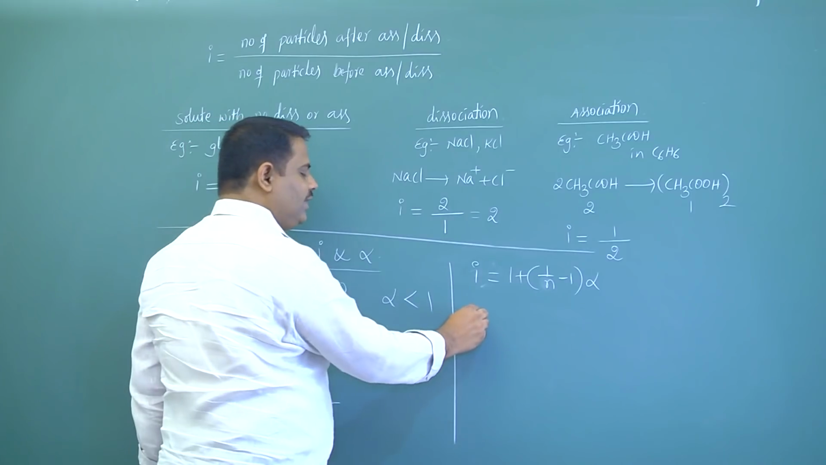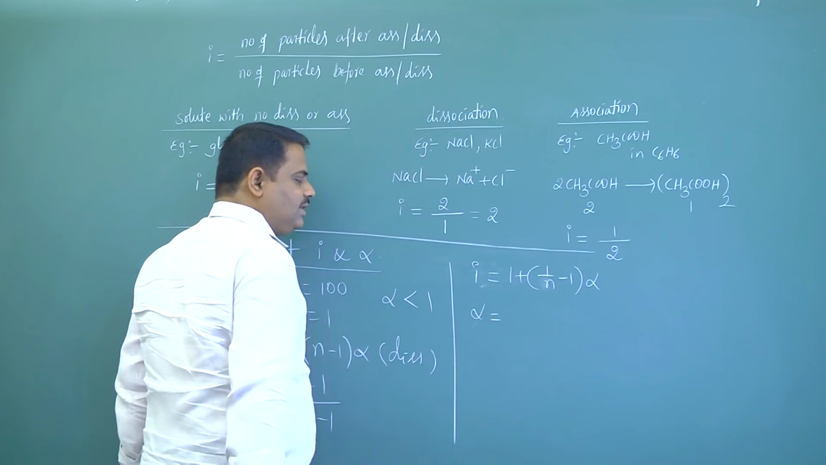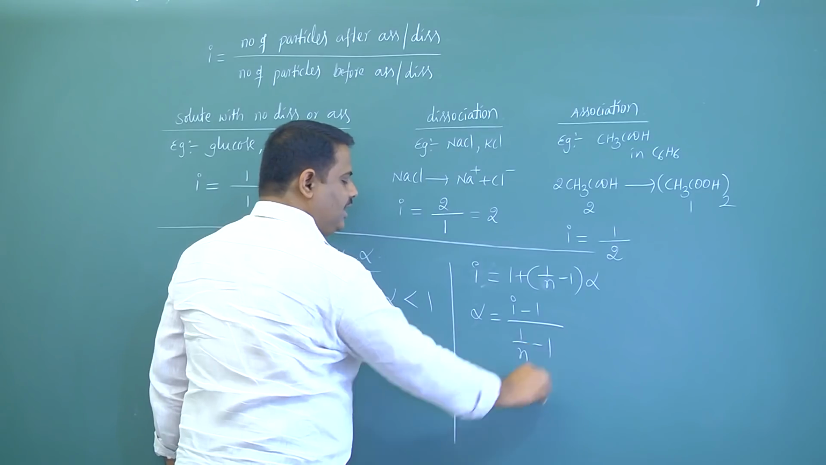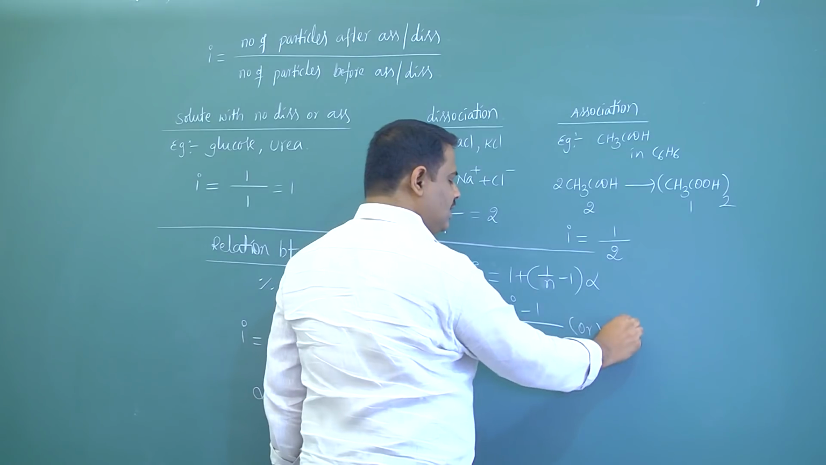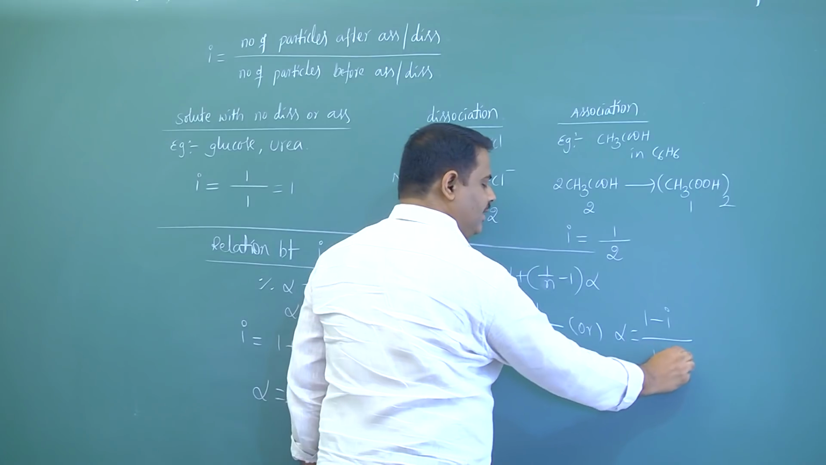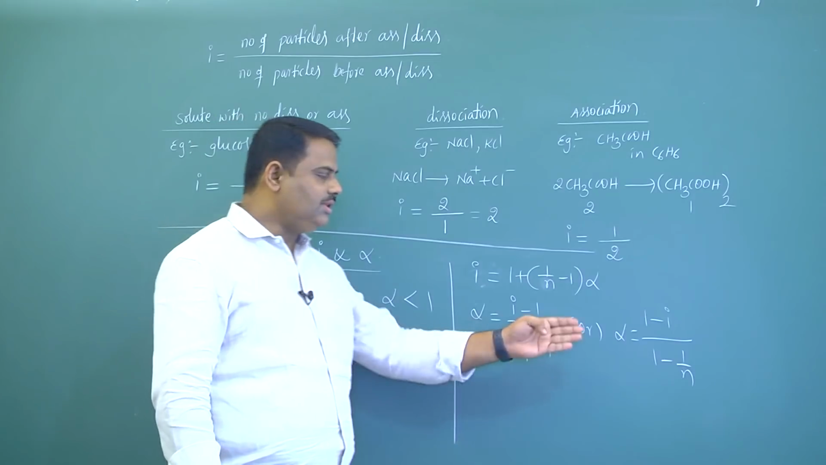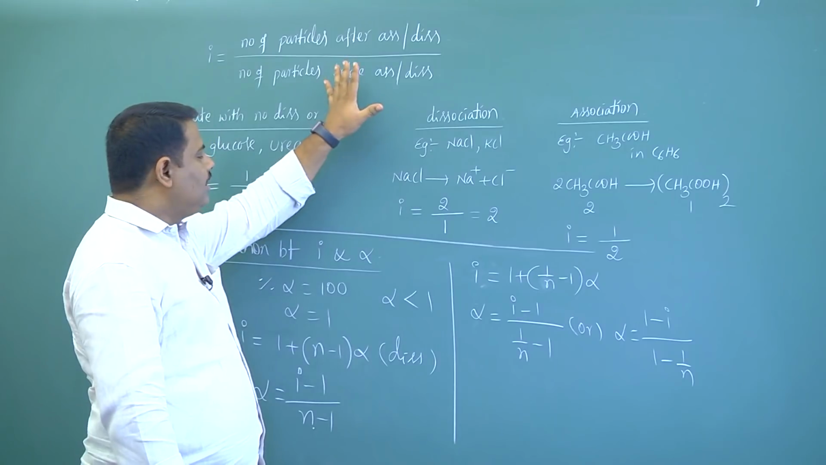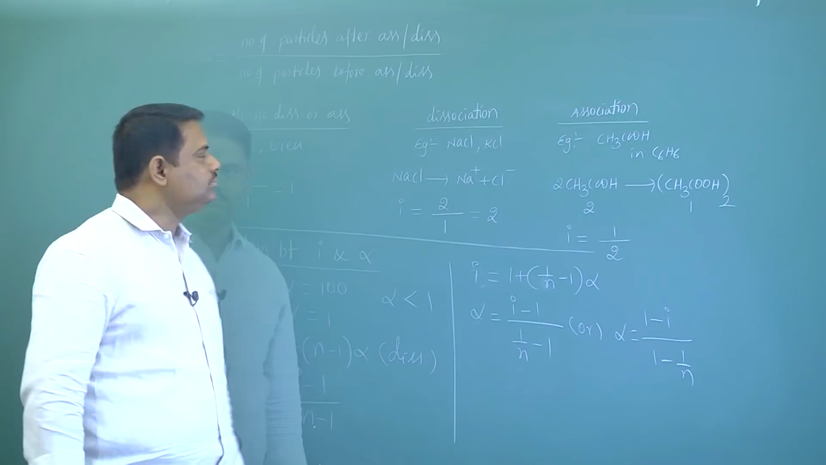Now, this formula we can write as the degree of association alpha is equal to (i minus 1) by (1 by n minus 1). Or you can write alpha is equal to (1 minus i) divided by (1 minus 1 by n). So, both are the same here. Now, from this particular concept, what are the things we have to do? I will explain.